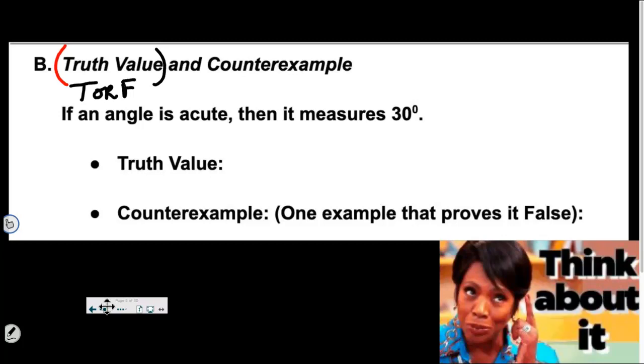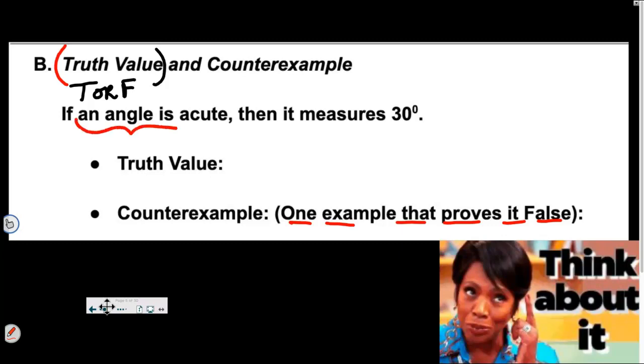And we talked about a counterexample already, that it's that one thing that proves something false. We did that yesterday. I rewrote it down here. Again, might be note card worthy. So let's go read my conditional statement, which is in if-then form.